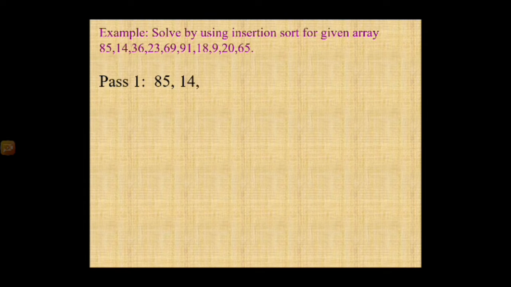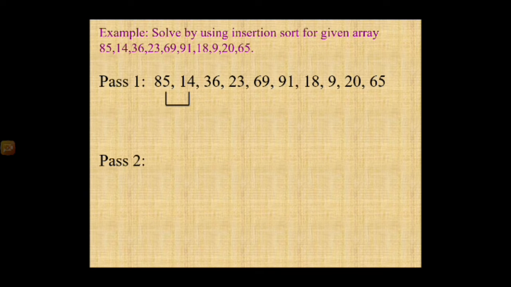Solve by using insertion sort. The given array is 85, 14, 36, 23, 69, 91, 18, 9, 20, 65. In pass 1 we compare the first two elements, 85 and 14. 14 is less than 85, so 14 is shifted to the first position. So after pass 1 the array becomes 14, 85, 36, 23, 69, 91, 18, 9, 20, 65.